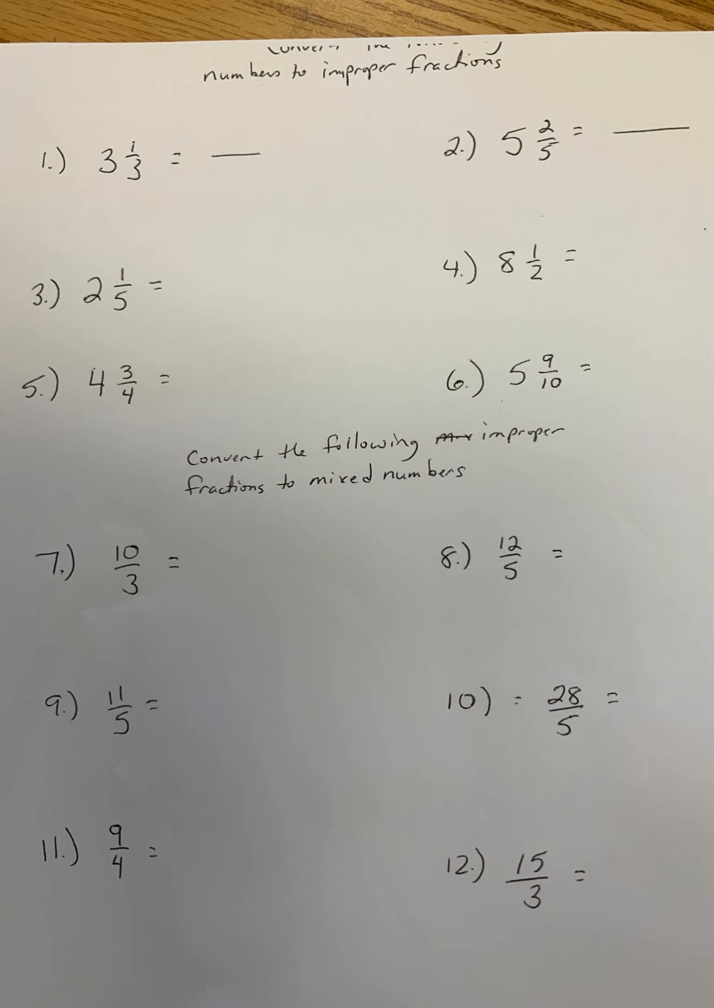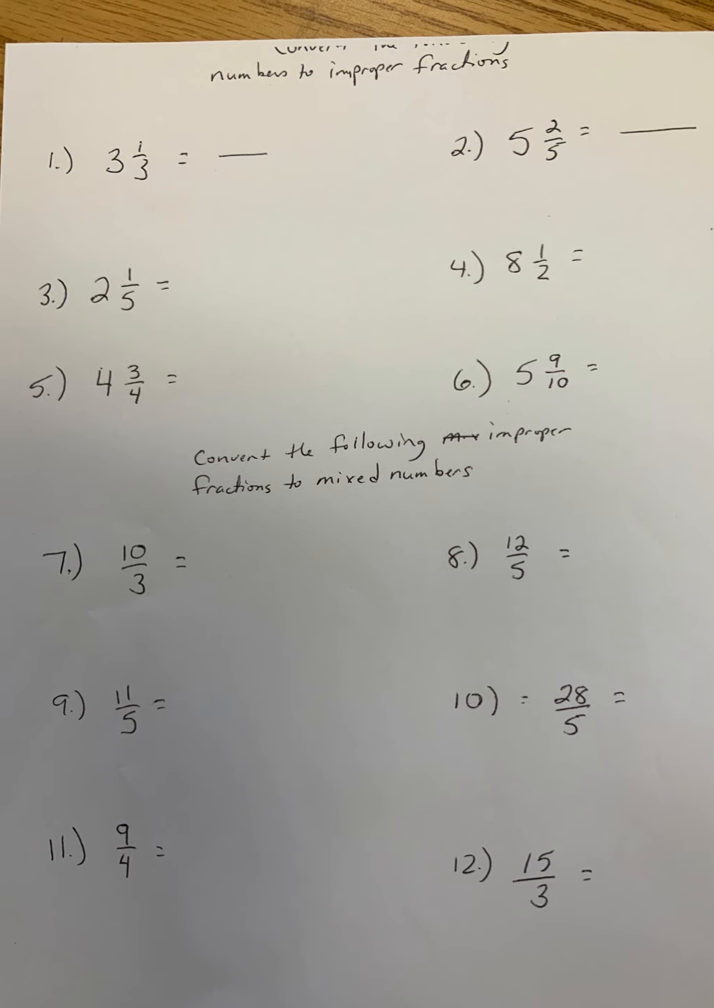For these, pause and do 7 through 12. When you turn the video back on, I'll do the first 2 and then have the answers to the rest. 10/3, you ask yourself how many times does 3 go into 10? 3 full times, and there's 1 left over, so it's 1/3. 12/5, you're talking about fifths. How many times does 5 go into 12? It goes in 2 times. 2 times 5 is 10. That means I have 2 left over. It's 2/5.